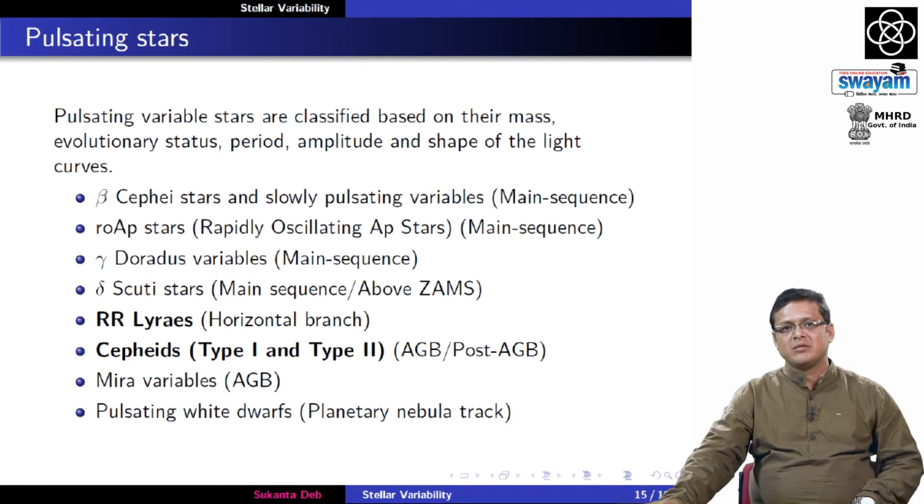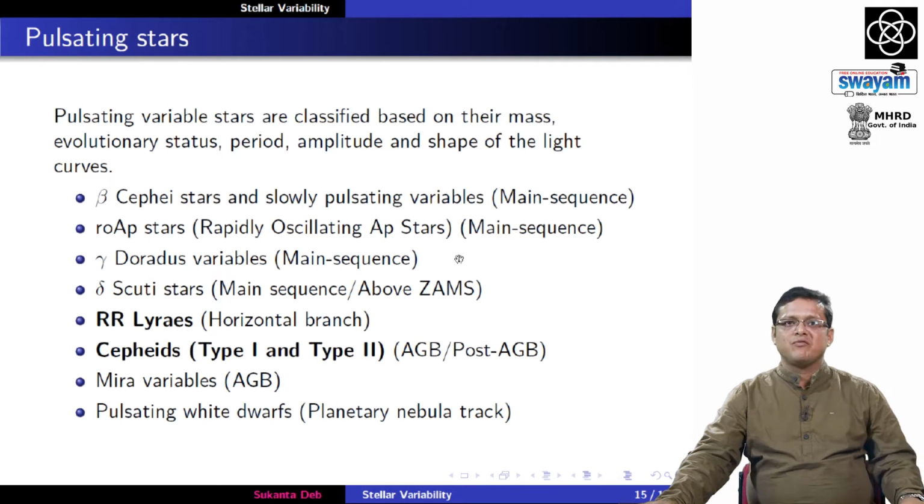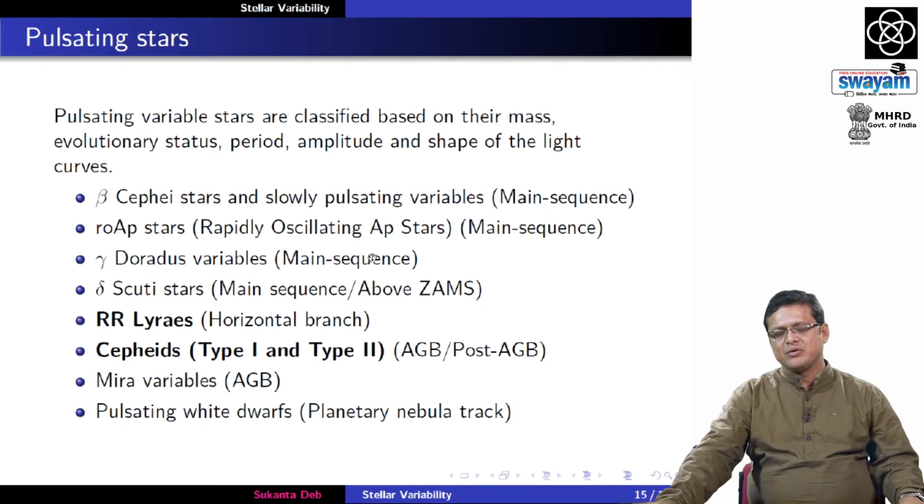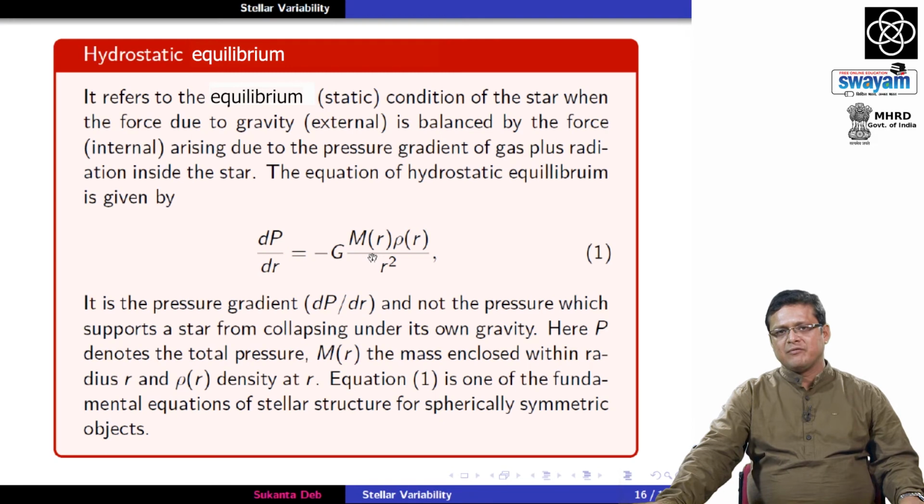Then we have the Mira variables, which are in the AGB stage of evolution, and apart from that we have the pulsating white dwarfs, which lie in the planetary nebula track. Before going into the details of each of these stars, we will try to understand a few things.